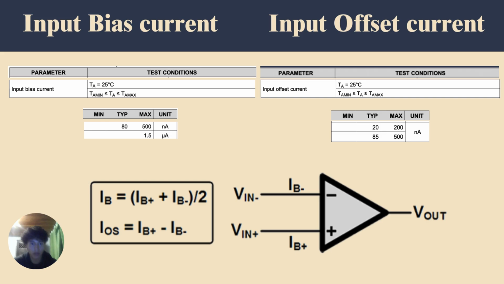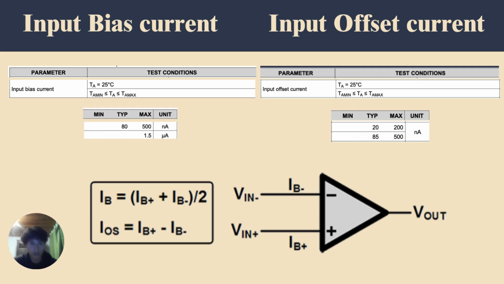Why does it matter? When the input signal is passed through high value resistors, these bias currents can cause voltage drops, creating errors in the output voltage. This is particularly significant in high impedance sensor applications, where even a small bias current can cause large offsets.